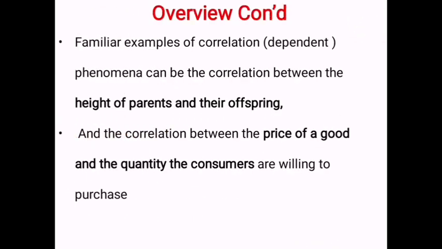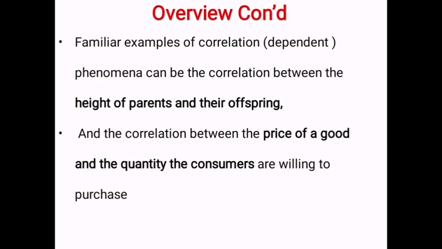So in that, we can have some familiar examples. As I was saying, a correlation phenomenon can be a correlation between the height of a parent and their offspring. You can see that, as I was saying, the height of your friend, this friend is very short, this friend is very tall. Can we understand it from the perspective of his tallness or his height? Then we'll do a proper investigation.